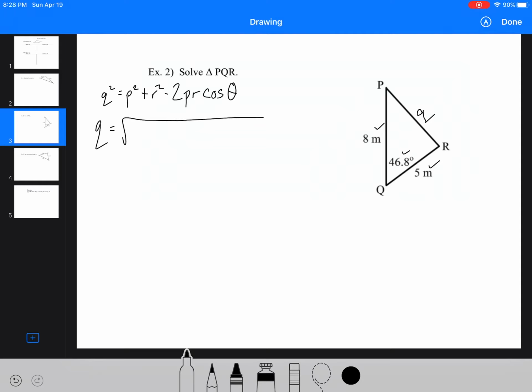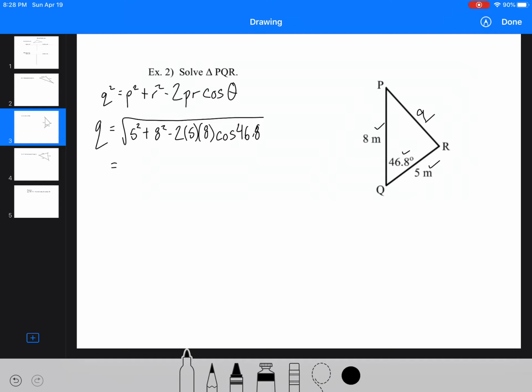cos Q. And now we're just going to sub everything in, and I'm going to write in the square root symbol right off the bat, just so we don't forget. So we've got 5 squared plus 8 squared minus 2 times 5 times 8 times cos 46.8. Now, when I'm working through this, I typically go backwards.